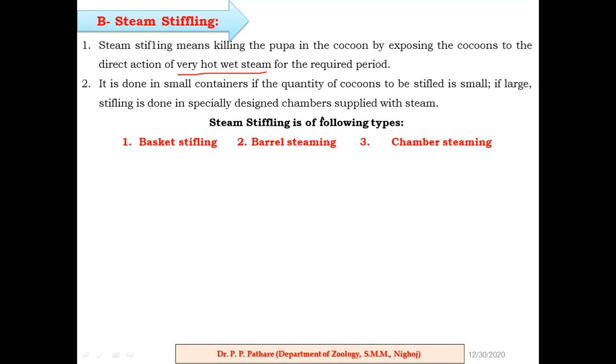Steam stifling has three types, for example, basket steaming, then burial steaming, and last one, that is chamber steaming. This point will be discussed in the next lecture.